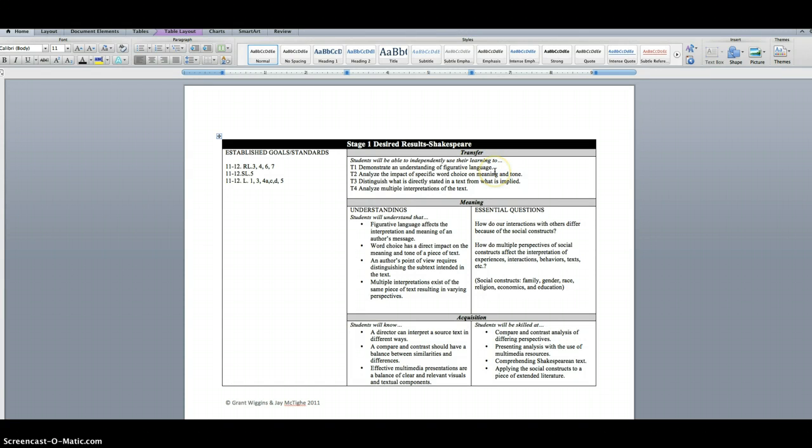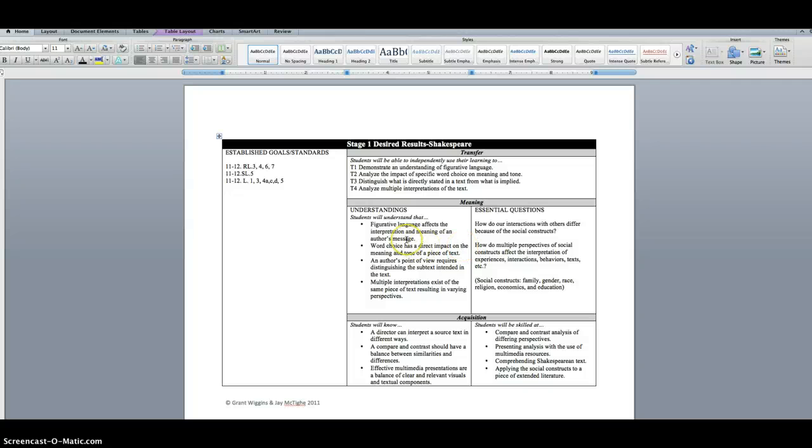They relate to understanding figurative language, analyzing the impact of word choice, being able to distinguish what is directly stated from what is implied, and then analyzing multiple interpretations of a text. The essential questions for this unit, again, focus on those social constructs. How do our interactions with others differ because of the social constructs, and how do multiple interpretations of social constructs affect the interpretation of experiences, interactions, behaviors, texts, etc.?